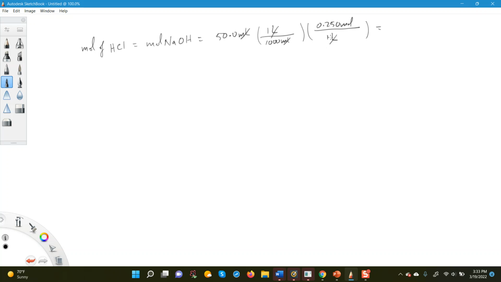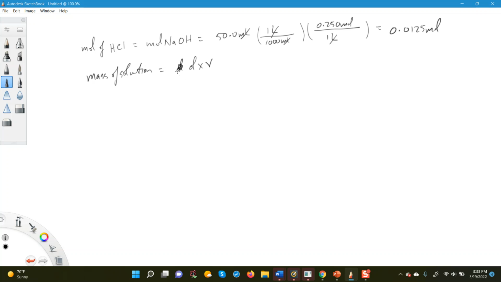The mass of the solution will be equal to the density multiplied by the volume, all right? Now, the total volume of the solution, let me write this down, will be the 50 mL of the sodium hydroxide plus the 50 mL of the hydrochloric acid. So that will be a total of 100.0 mL, all right?